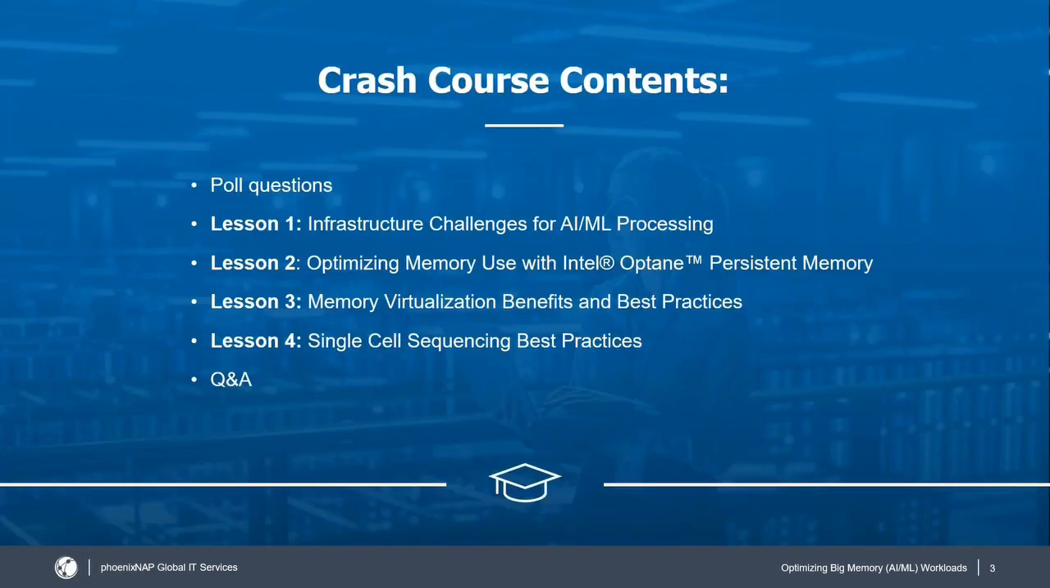So these are the 4 courses that are in our crash course. The first lesson is about infrastructure challenges for AI ML processing, and that's what Gerald will be covering. The second lesson is brought to you by my colleague Sridhar, which is how to optimize this kind of special memory product called Intel Optane Persistent Memory. And the third lesson is from MemVerge. Charlie Yu is presenting that, and the last one is Glenn Otero at TGen, who's showing you actually a practical application of all of this technology used together with single-cell sequencing. And then we'll end with some Q&A.